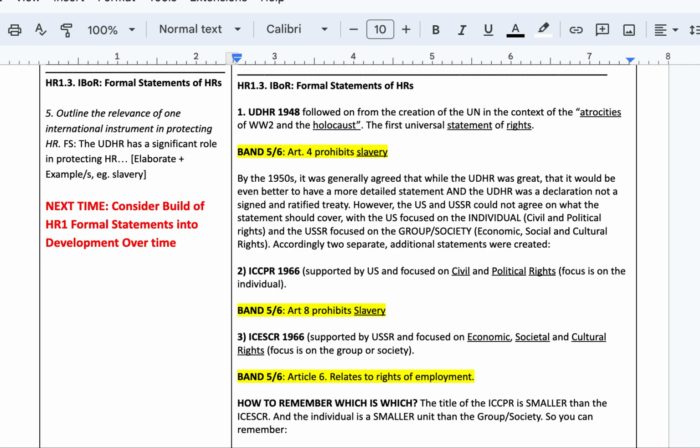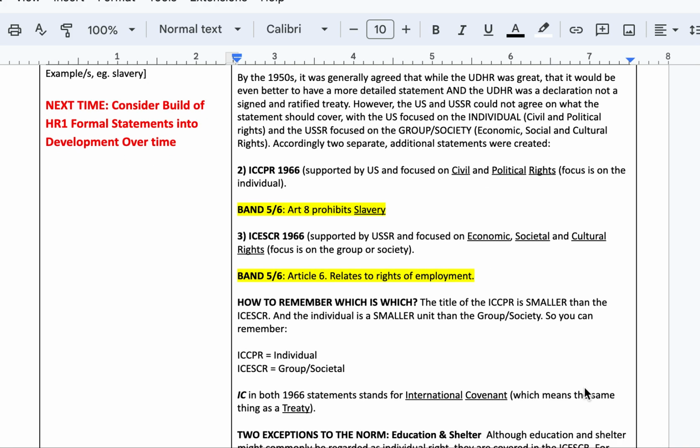Okay. By the 1950s, it was generally agreed that while human rights was great, it would be even better to have a more detailed statement. And the UDHR was a declaration, not a signed and ratified treaty. But what happened here, guys? The US and the USSR couldn't agree on what to put in the new statement. So we actually ended up with two statements, the ICCPR and the ICESCR.